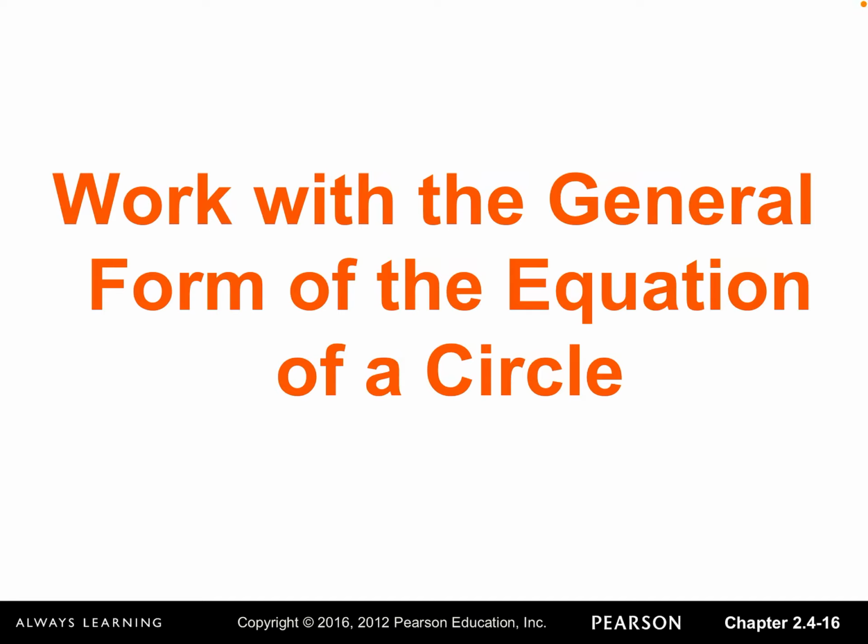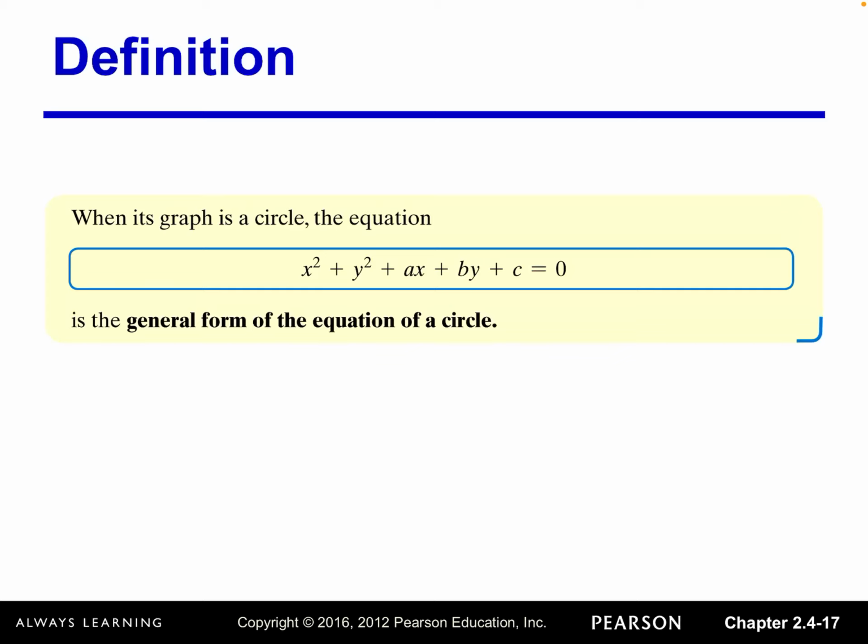The last part of the circle section, we're going to work with the general form of the equation of a circle. So now let's look at what is called the general form of the equation of a circle. The equation of a circle is written in this kind of form: x squared plus y squared plus ax plus by plus c equals 0.